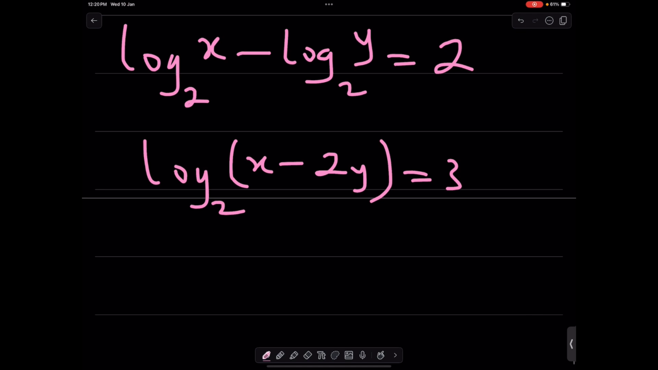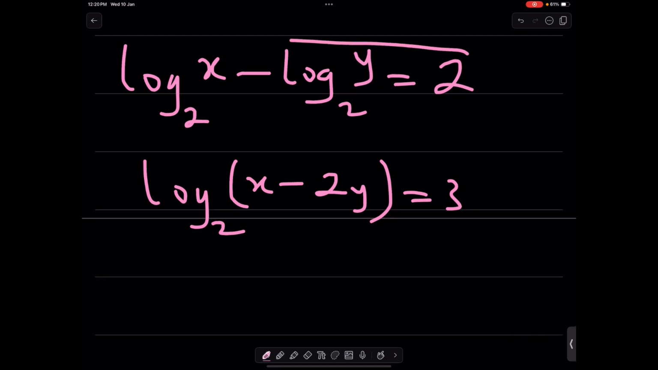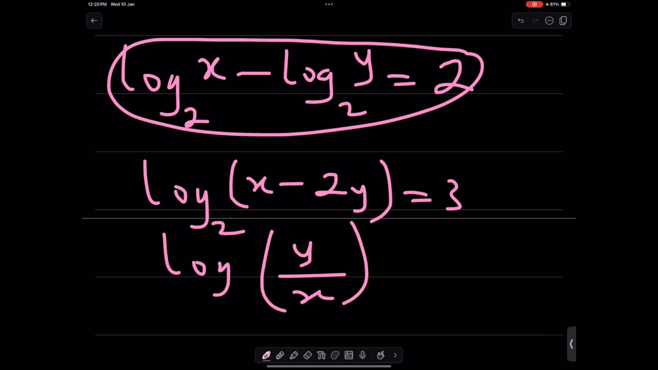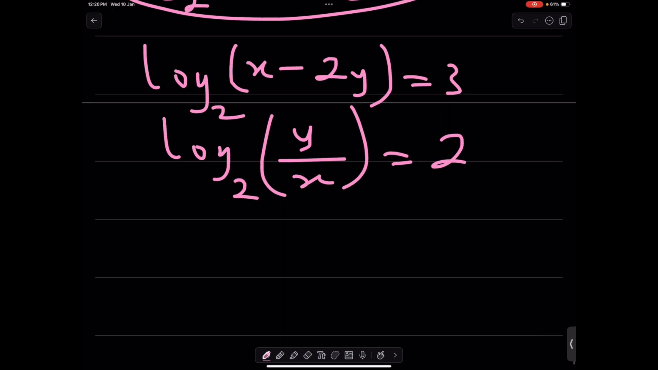Now, what does that mean? We can write this equation as log y over x base 2 equals 2. Let me write that well. Let me write my x here well. Log y over x base 2 equals 2.